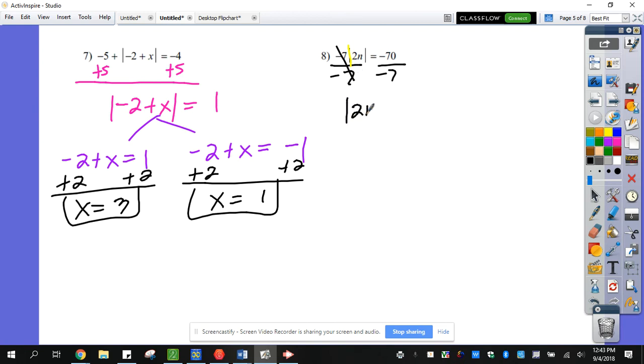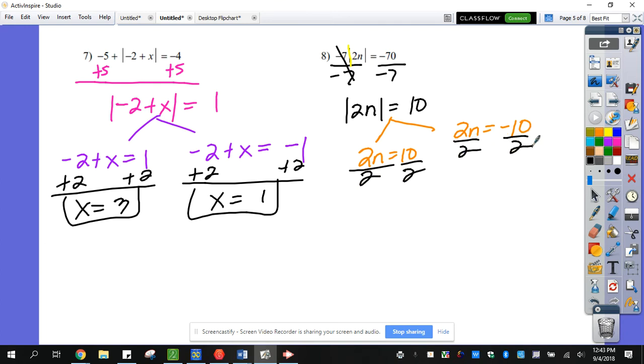That leaves the absolute value of 2n is equal to positive 10. That's the only time you're going to split them into 2. 2n is equal to 10. 2n is equal to negative 10. Divide this by 2 on each side.